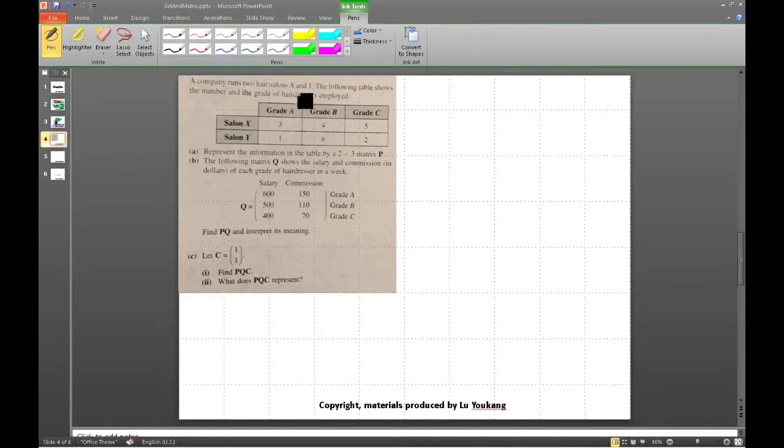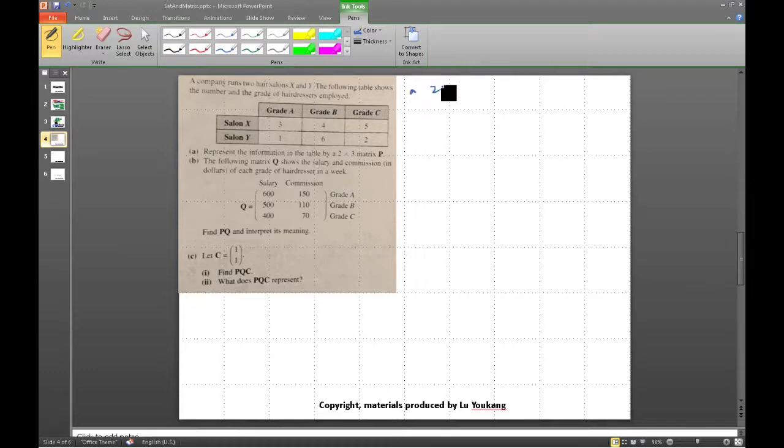So let's read the question. A company runs 2 hair salons, Salon X and Salon Y, and in each salon there are different grades of hairdressers employed, A, B, C.